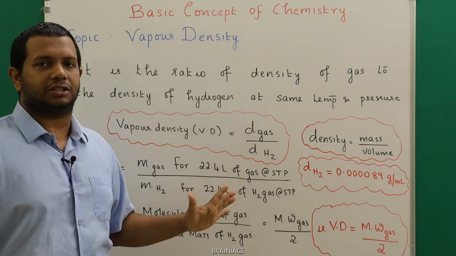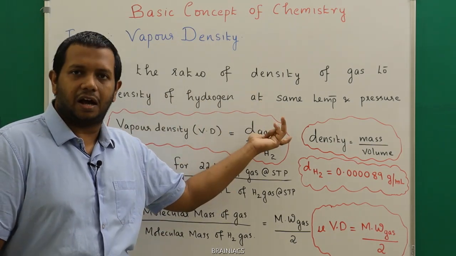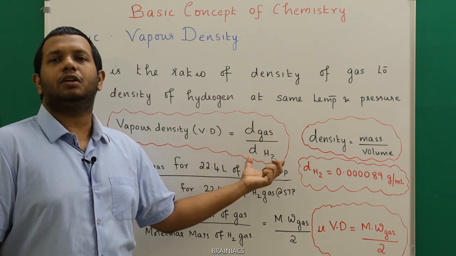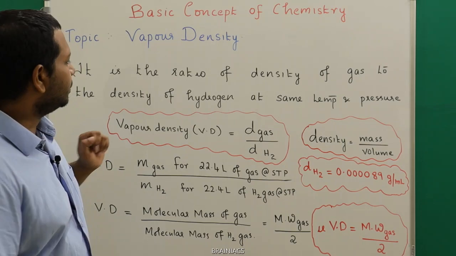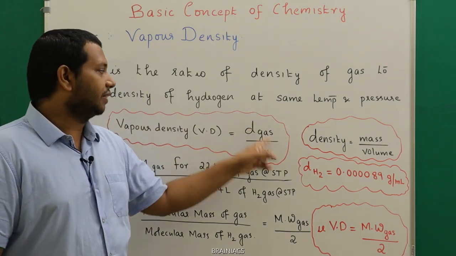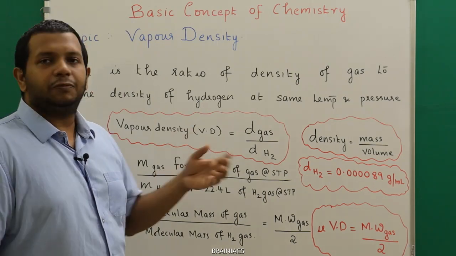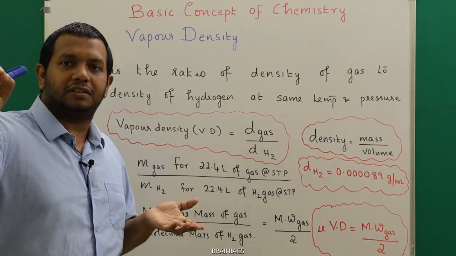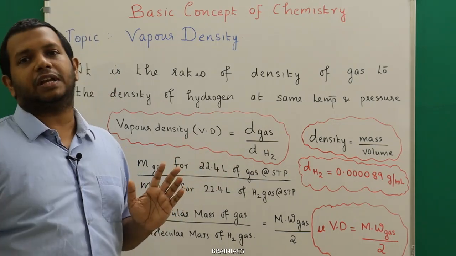It can be anything actually. So for that, we can say it is the density of that gas to the density of the hydrogen gas. Now, at same temperature and pressure, both gas and hydrogen should be at same temperature and pressure. That means if you take the density of the gas at particular temperature and pressure, you should take the density of the hydrogen at the same temperature and pressure.